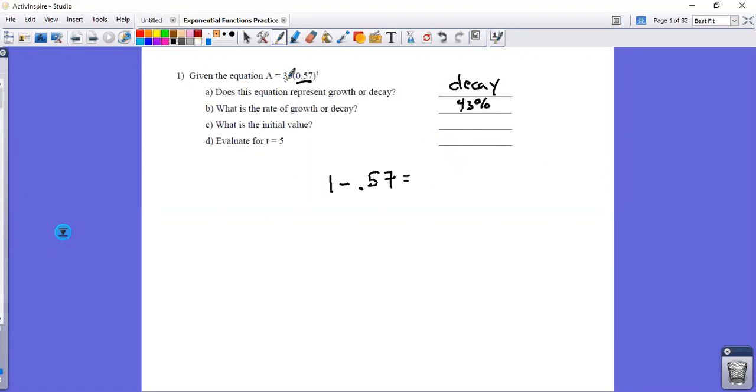What's the initial value? Well, that's always what you put in, the 35. And then evaluate for t, you would just do 35 times 0.57 to the 5th power if t is 5. Plug that into Desmos or your calculator, not 0.057, 0.57 to the 5th, and you should have got 2.11, it looks like. Like I said, this is just calculator work.